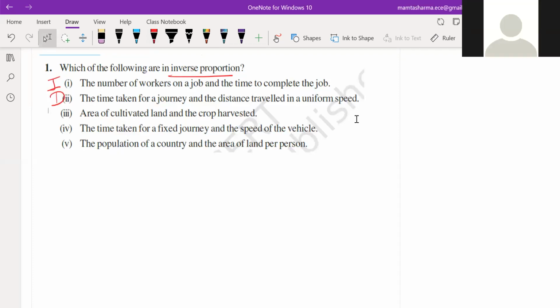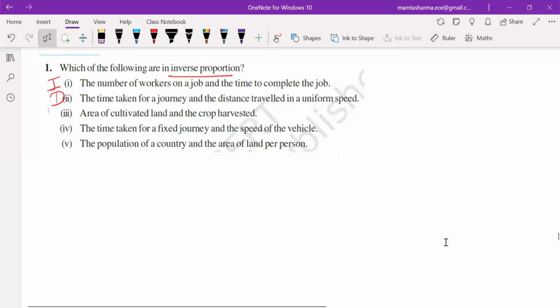Harshita, read out the third one. Area of cultivated land and the crop harvested. Are they direct or inverse? Ma'am, if the land is more, the crop produced will be more. So it's direct. So it is not an inverse, right? This is direct. Yes.